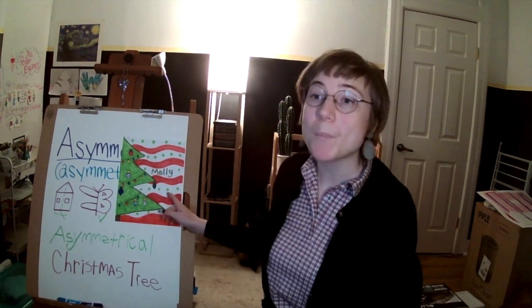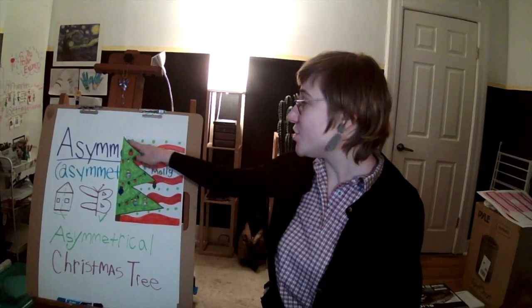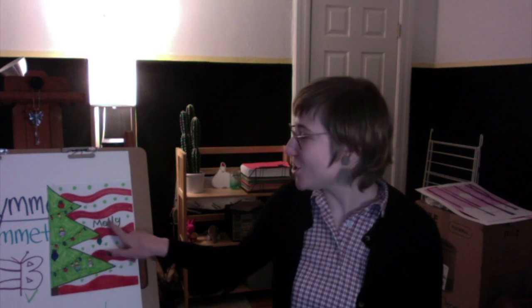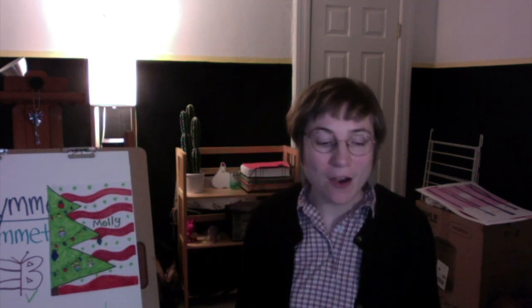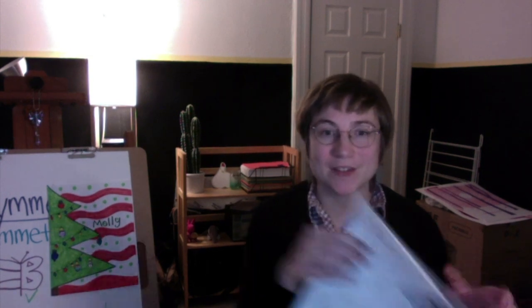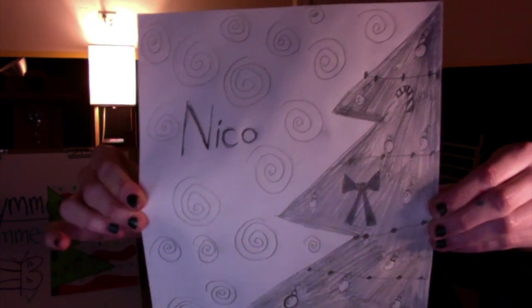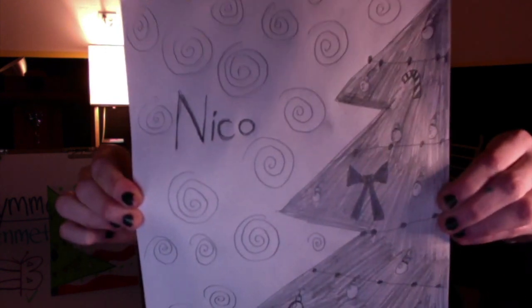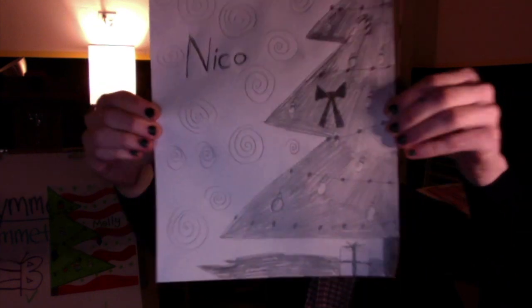Let's imagine that Molly turned in her picture of her asymmetrical Christmas tree. She drew her Christmas tree, and it takes up the whole page. She also added her name, and she added a background. Now, let's take a look at another student. Here is Nico's drawing of a Christmas tree. You can see that Nico didn't have colors at home, but he still was able to make his tree look colorful and interesting by using shading and shadow with his pencil.